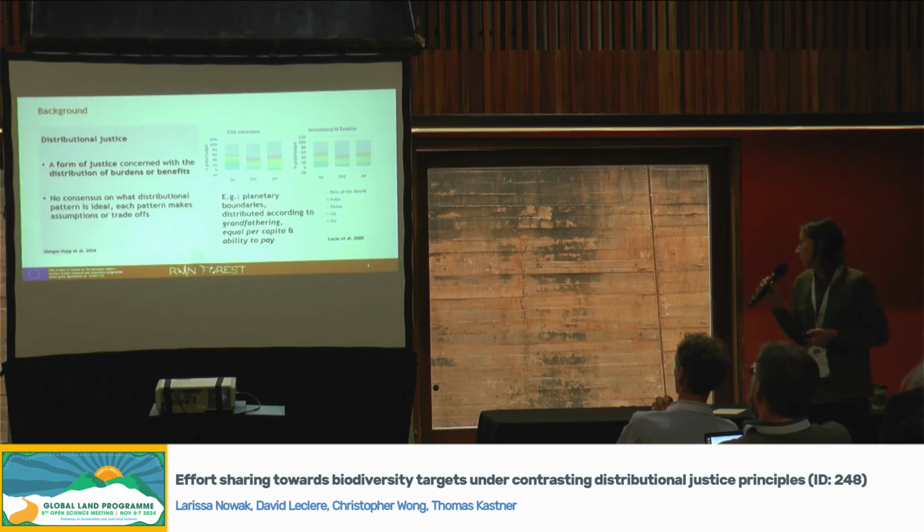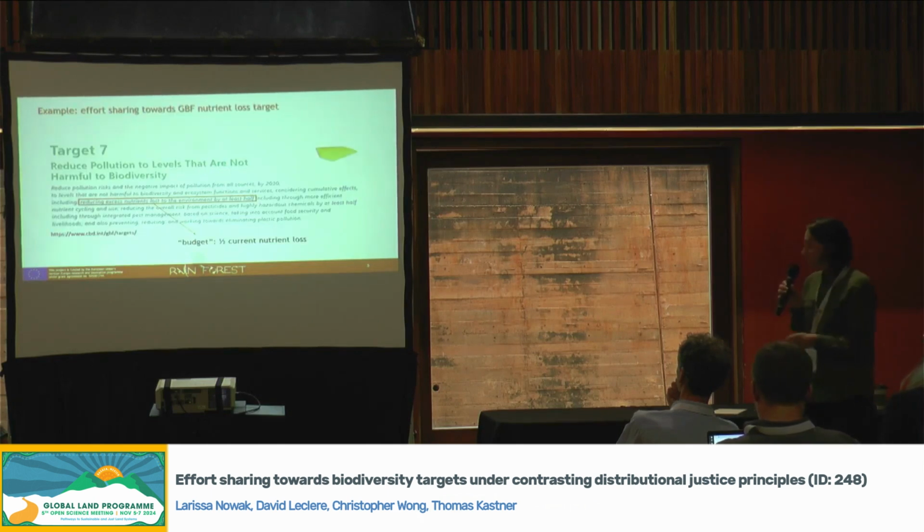And one example where this has been applied is a study by Lucas et al., where they looked at planetary boundaries and they translated them into types of global budgets and distributed them between large economies according to 3 distributional principles. In this case, it was grandfathering, a sovereignty principle, equal per capita, and ability to pay. And what you end up with is that you can look how these different principles would play out in terms of who is getting how much of this budget.